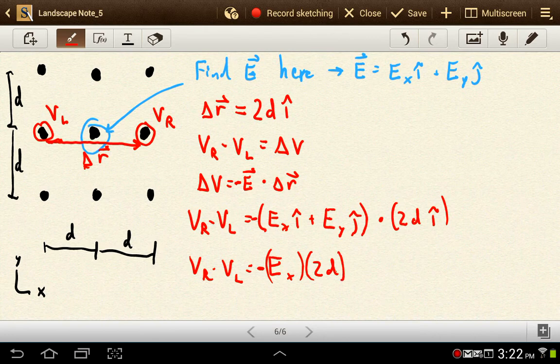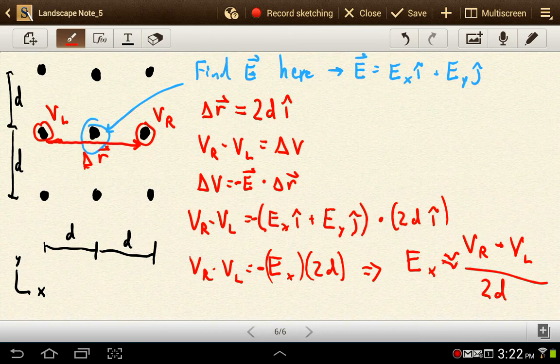And what you'll get when you rearrange it is that the X component of the electric field is equal to the change in voltage as you go from the left one to the right one, divided by the distance from the left one to the right one, which is 2D. So this gets you an approximation for the X component of the electric field at this central point. Remember, I said this only works as an approximation if the field isn't uniform, and the field is not uniform. It's changing, but it works pretty well as an approximation, and it works best halfway between, which is exactly this point where we were supposed to find the electric field.